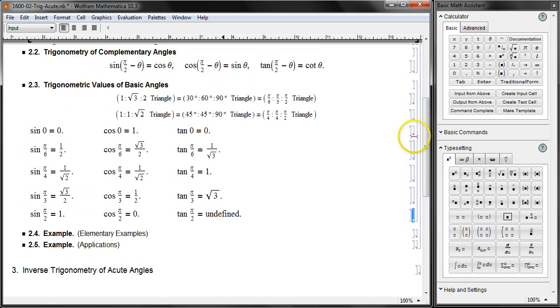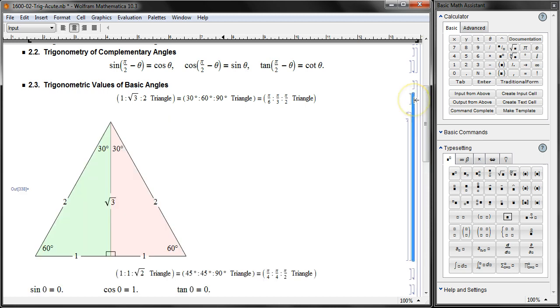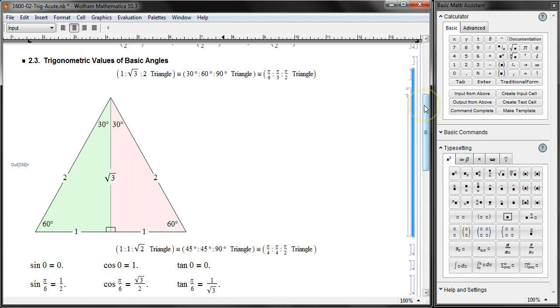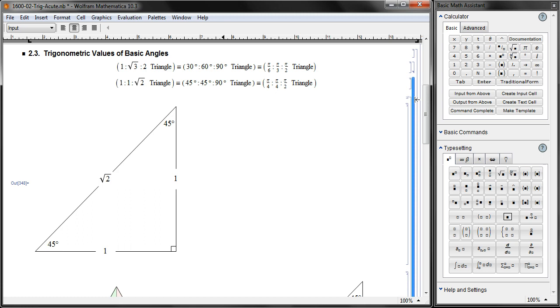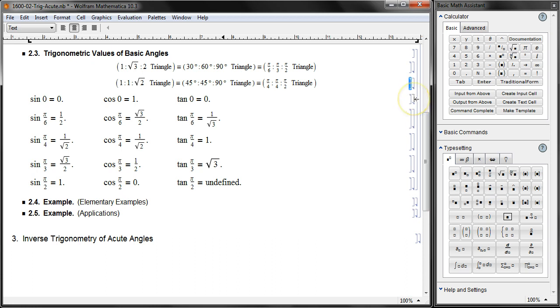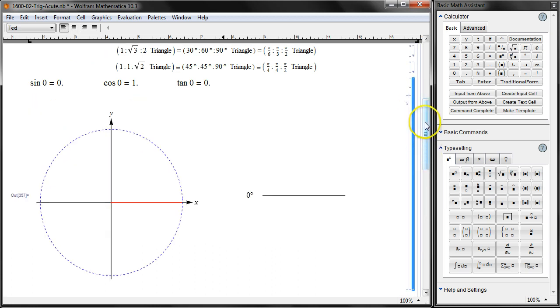Let me show you everything from the beginning. Okay, here we have a standard 1, square root of 3, 2 triangle, 30 degree, 60 degree, 90 degree, or pi over 6, pi over 3, pi over 2. Next, the 45, 45, 90 degree triangle, the 1, 1, square root of 2 triangle, or pi over 4, pi over 4, pi over 2 triangle. And let's begin with smallest to largest.